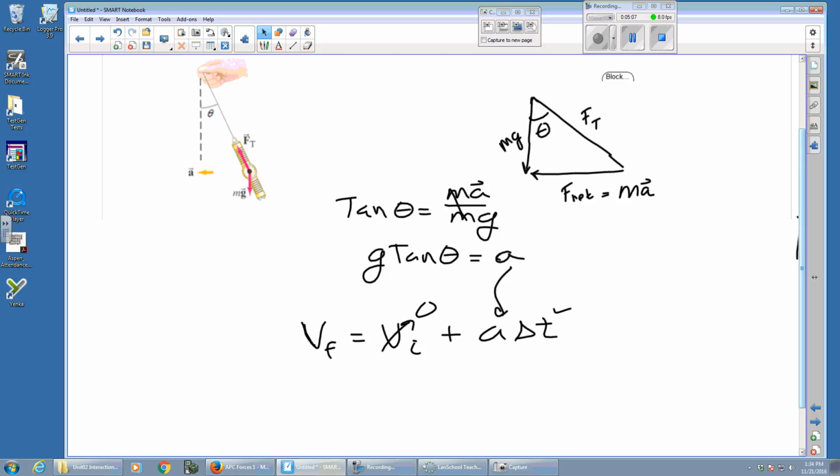So all from that fact that the acceleration and the net force have to be going in the same direction. That was the key to being able to do that one.